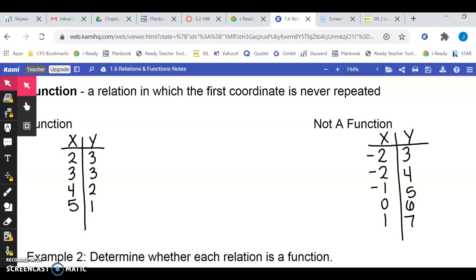So over here on the not a function side, this t-table has two negative 2's in the x column. And we can't have that, so that is not a function.